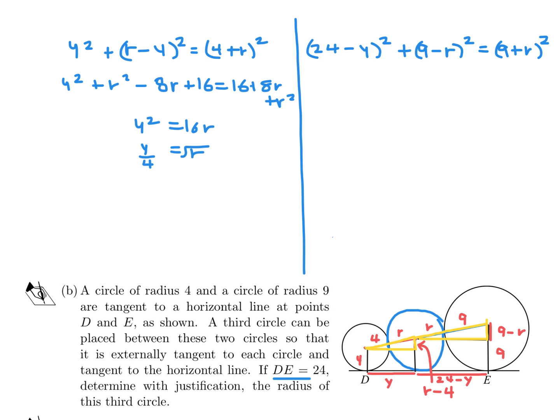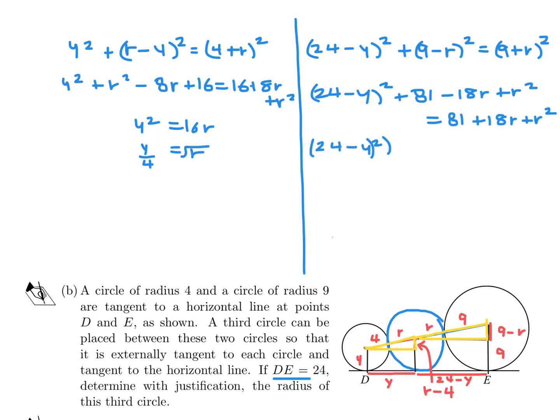Okay, now over here, let me just keep this (24 minus y) squared. I think I'll be able to simplify this a little bit quicker. This is 81 minus 18r plus r squared, and this is 81 plus 18r plus r squared. So that means (24 minus y) squared, the 81's cancel, r squared's cancel, so I just have 36r, I believe.